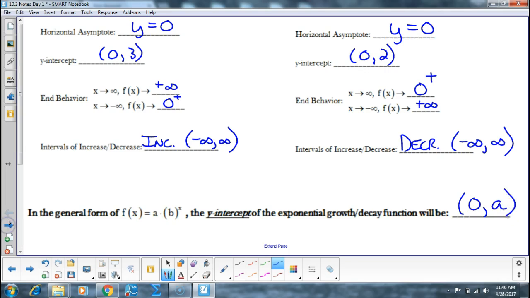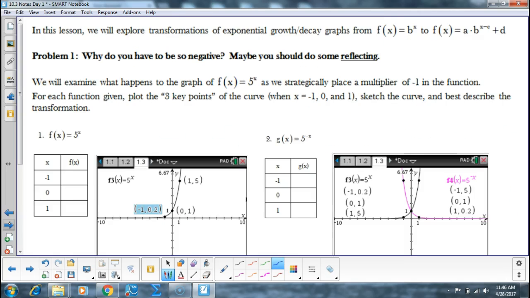Page 1 done. In this lesson, we're going to explore transformations of exponential growth and decay functions. So what's going to happen is we're going to shift these graphs. Transformations are shifts. We're going to shift them to the left, to the right, up, and down. We're going to narrow them up. We're going to widen them out. We're going to do all that fun stuff.